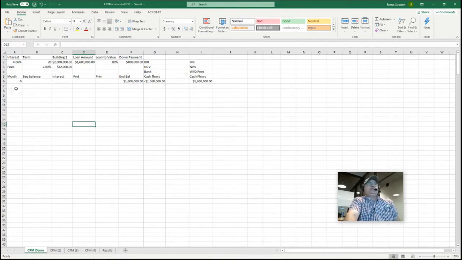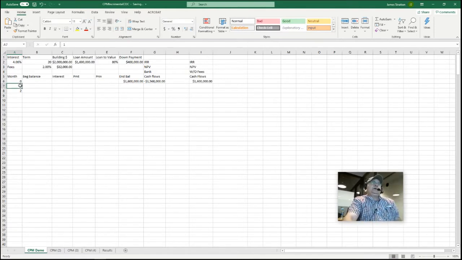All right, so let's build this spreadsheet. The easiest way to do this is take a look. We get our months, our beginning balance, interest payments, principals, ending balance. And in this particular case, we're creating two extra columns here to analyze our cash flows, both with the fee and without the fee. So let's just get started here. The best way to build this spreadsheet is to go ahead and take a look at our months. Now, this is going to be 240 months.